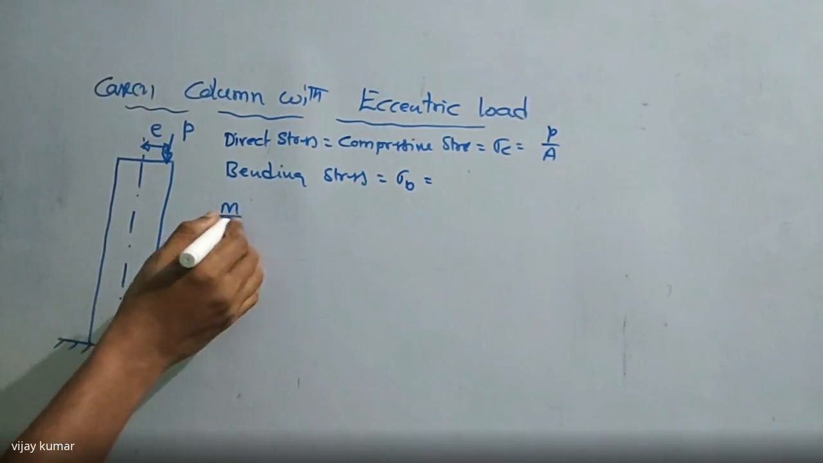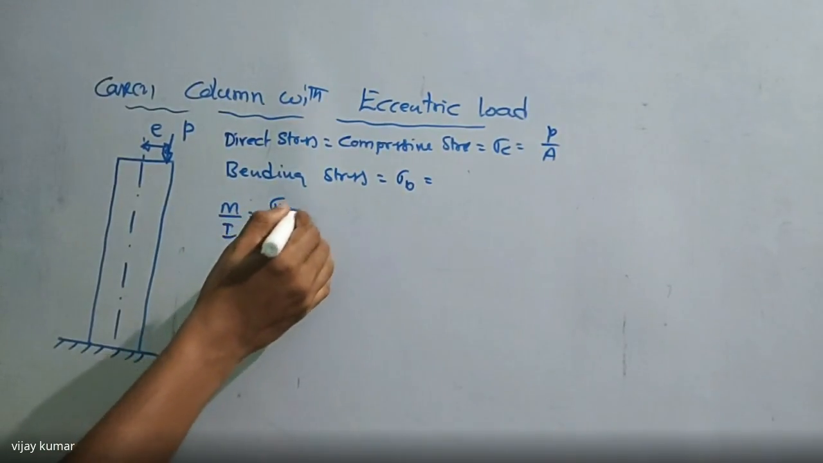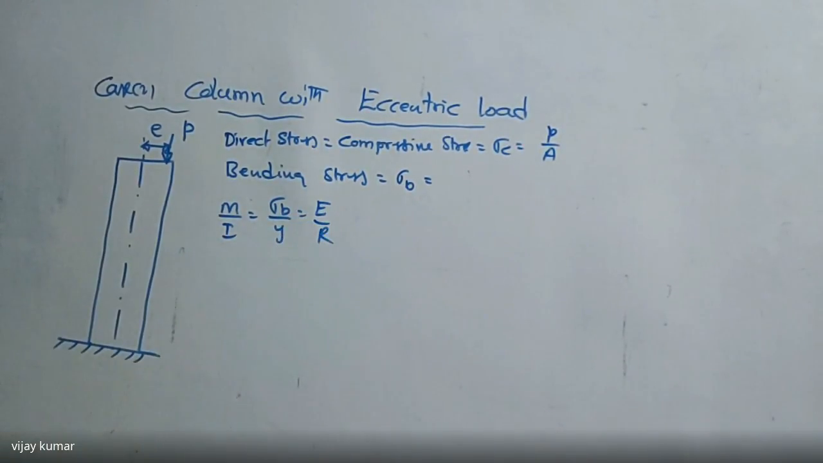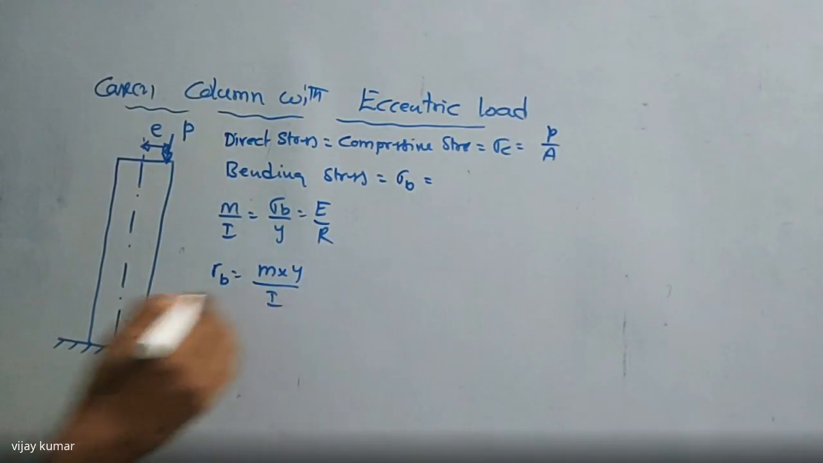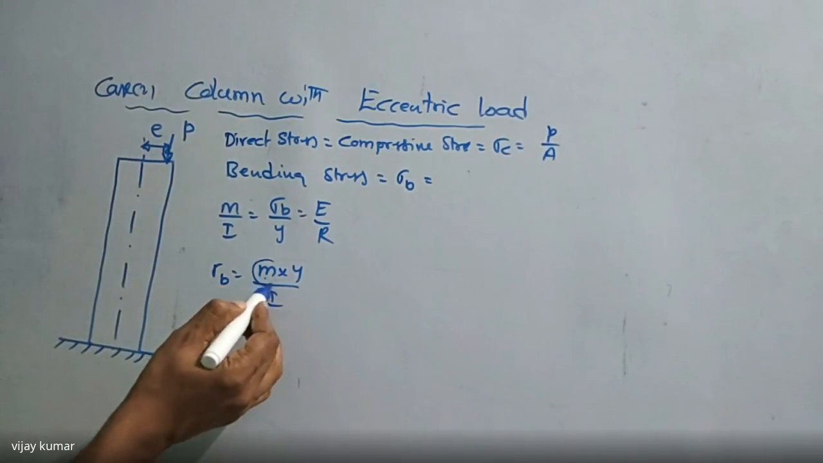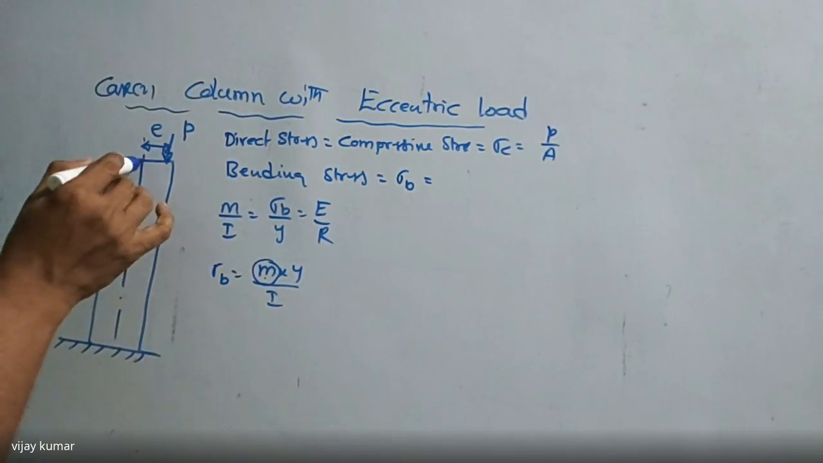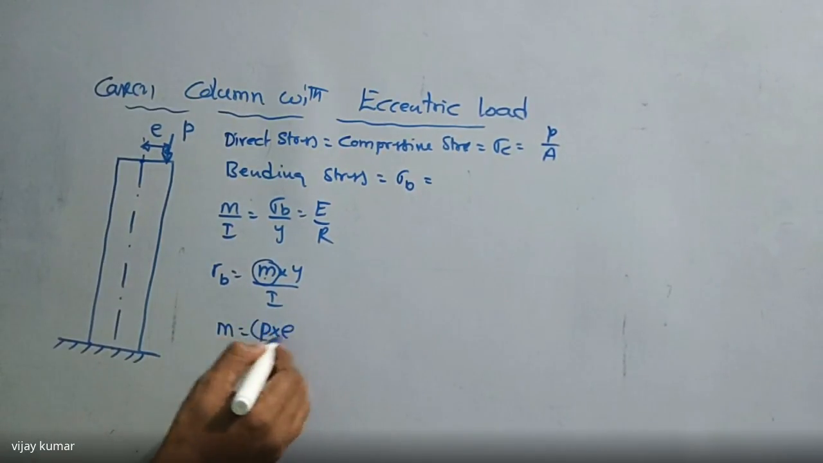We know that when this column is under bending, M by I is equal to sigma B by Y is equal to E by R. So if it is bending like this, we write sigma B is equal to M into Y divided by I value. Have you got my point or not? So here M is the bending moment with respect to the center, M is equal to P into E. That is the bending moment.